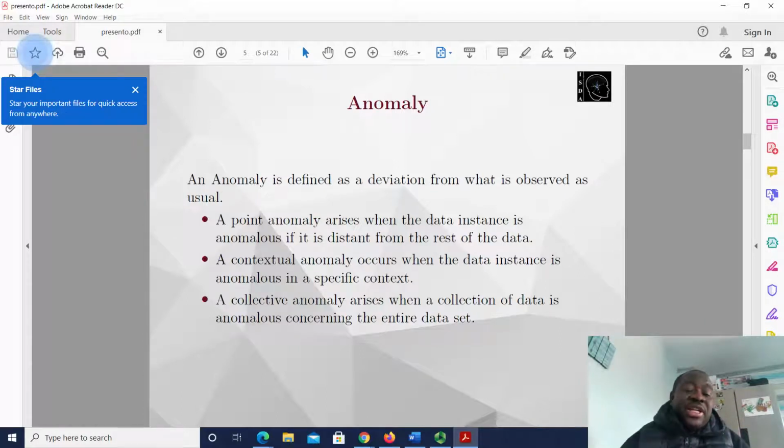What is an anomaly? An anomaly is defined as a deviation from what is usual. An abnormality is something that is not right with the rest of the structure. We have three types of anomaly: the point anomaly, the contextual anomaly, and the collective anomaly.